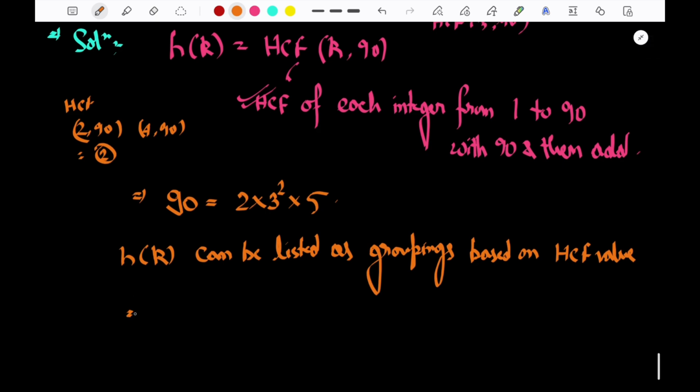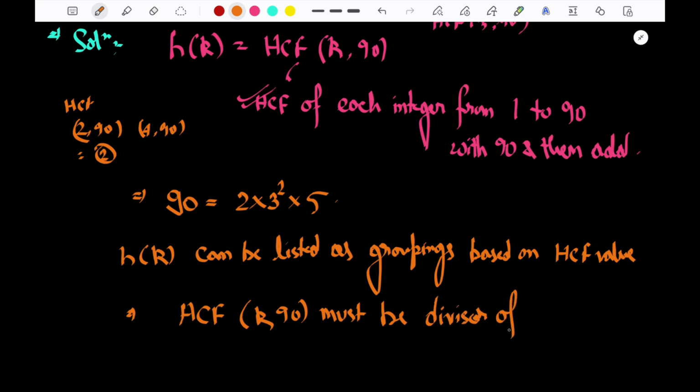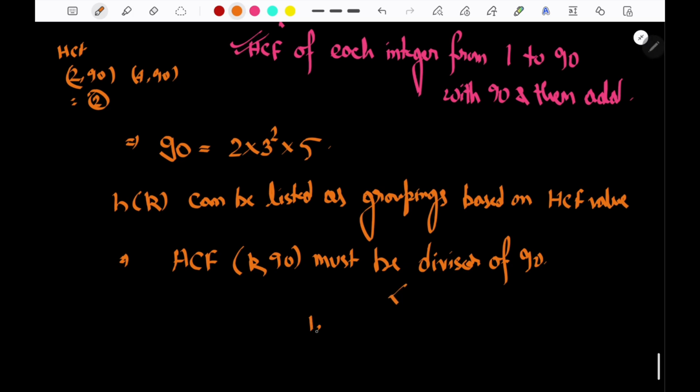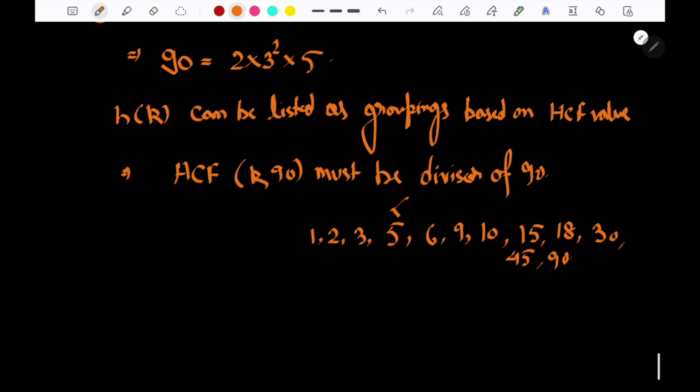So basically we can approach using HCF and LCM. HCF of k comma 90 must be a divisor of 90. True or not? Superb. So what are the divisors of 90? The divisors of 90 are 1, 2, 3, 5, 6, 9, 10, 15, 18, 30, 45 and 90. So these are the only possible cases.